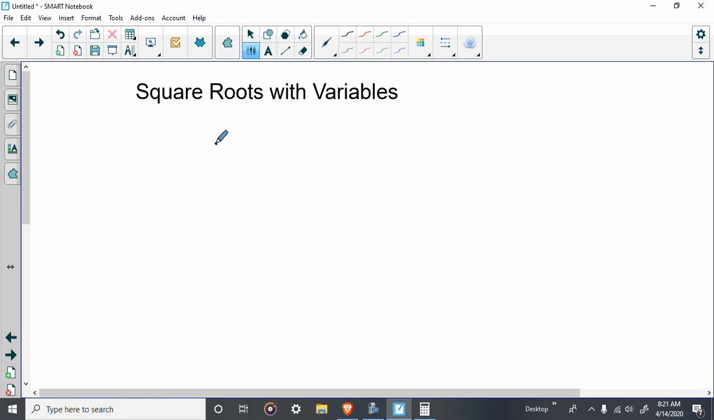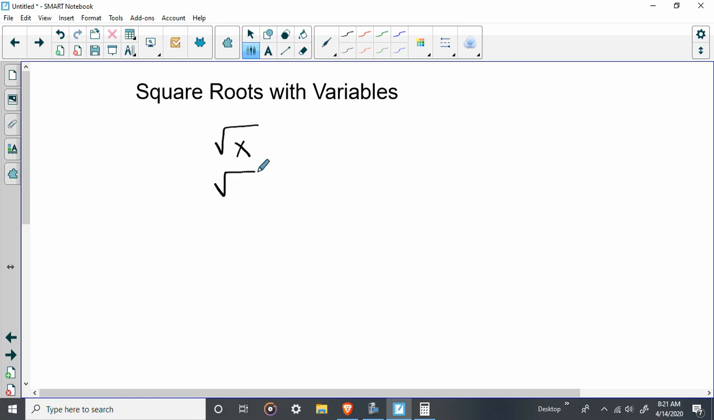So if I said, what is the square root of x? We can't do anything with that because we don't know what x is, right? But if we think about it, we remember what a square root is, right? A square root is we want to find what number times itself multiplies to make x. Since we don't know what x is, we can't tell what two equal numbers would make it. So there's not anything we can do with something like that.